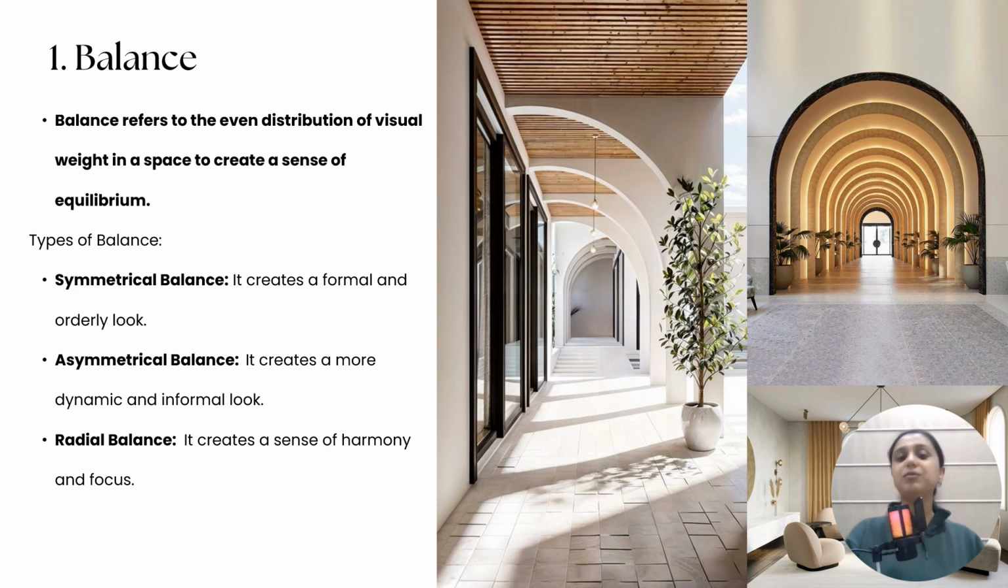Both the images show radial balance. Radial balance is when we see a circle and all the things are coming around it. So there's one starting point and everything else is around that, like you can see in the arch picture. So these are the three kinds of balance that you can use to achieve a sense of equilibrium in the space, a sense of visual peace, you can say. So that's number one.